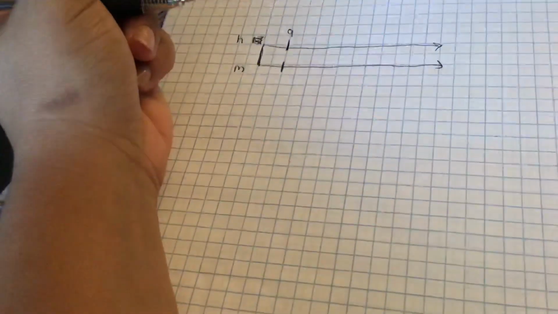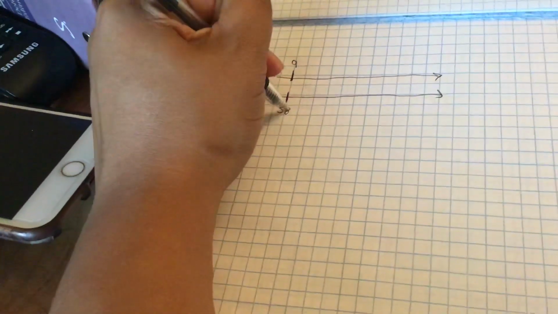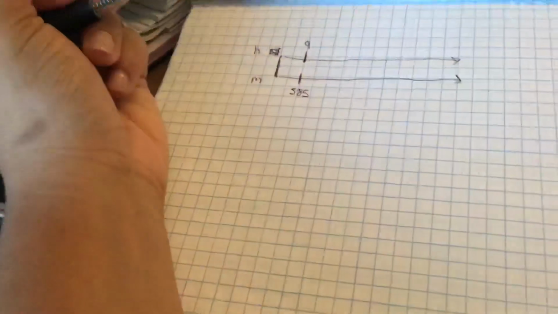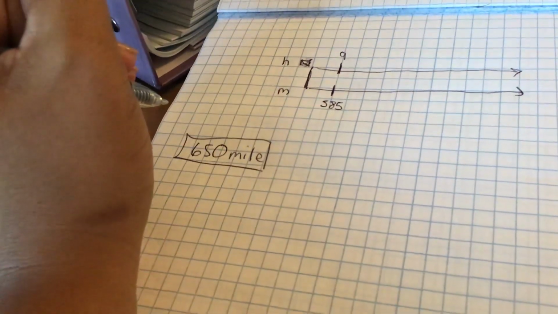I left off where it said 9 hours, he would travel 585 miles. And then I want to remind you that we're trying to figure out how long it takes him to get to the 650 mile mark. That's our goal. So if we're trying to get here, we have to figure out what information we can use. So I'm going to use this information.